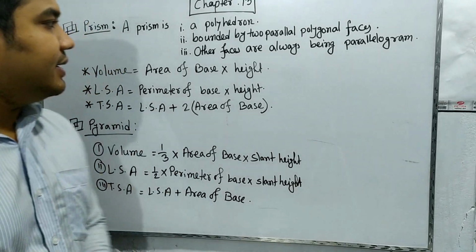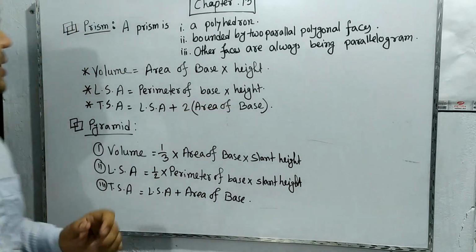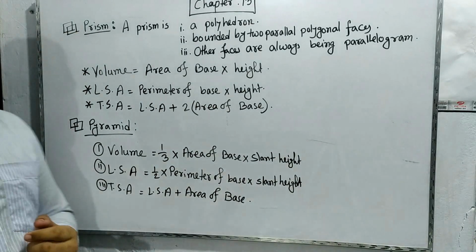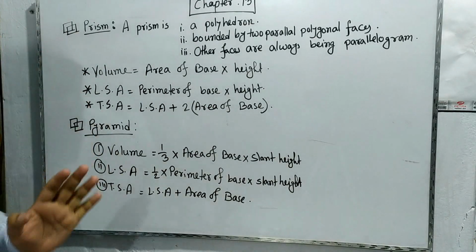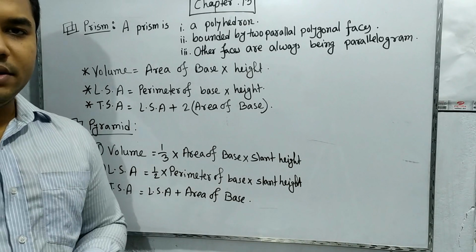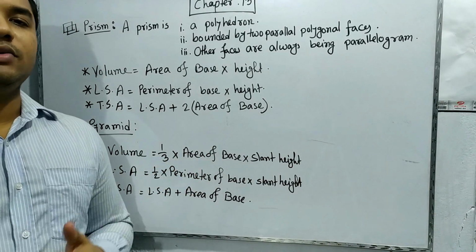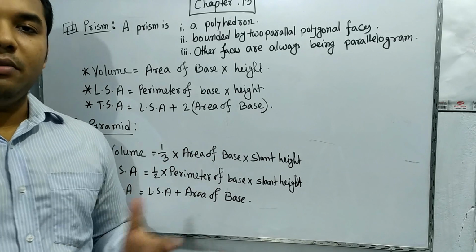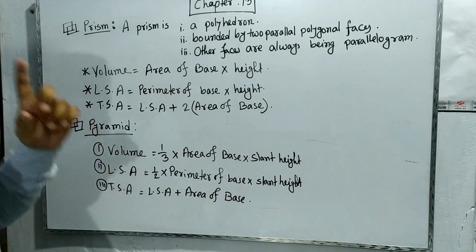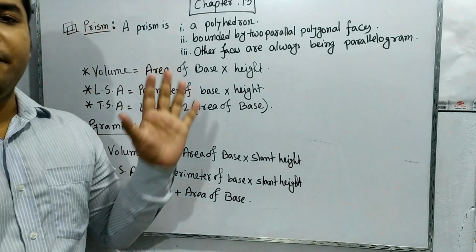Okay, now we are discussing two parts. One is the prism and the other one is the pyramid. In these two topics, generally you are very much worried, but I want to make it clear what actually the pyramid is and what actually the prism is, and how to solve these types of math also. First of all, what actually is a prism?